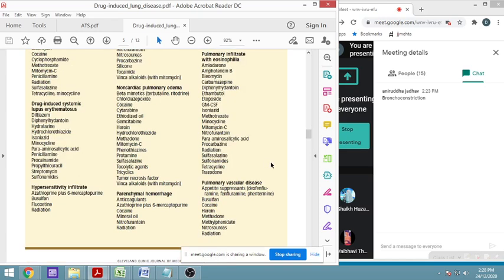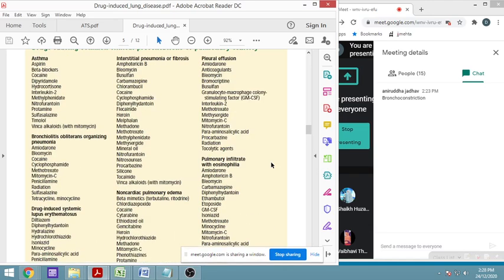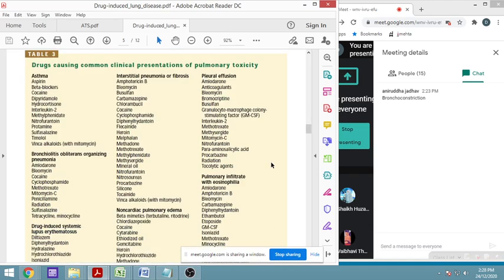Parenchymal hemorrhage: some of the drugs cause hemorrhage. Examples are anticoagulants, azathioprine plus 6-mercaptopurine, cocaine, mineral oil, nitrofurantoin, radiation. The drugs which are responsible for pleural effusion are amiodarone, anticoagulants, bleomycin, bromocriptine, busulfan, GM-CSF, interleukin, methotrexate, methysergide, mitomycin C, nitrofurantoin, para-aminosalicylic acid, radiation, and various tocolytic agents.